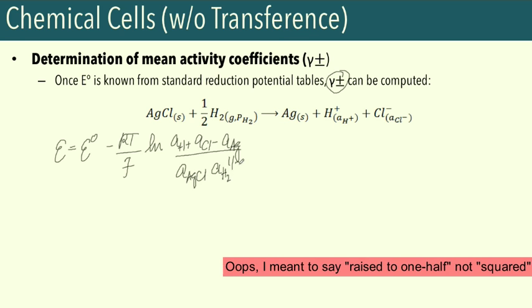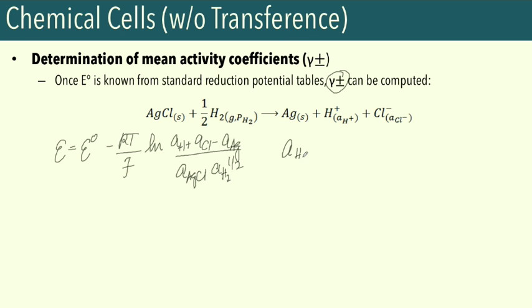Okay, so if we establish our cell conditions as having hydrogen gas at a pressure of 1 atmosphere over the standard pressure of 1 atmosphere, overall we have an activity of 1. So this becomes 1. And the activity of our solids is also equal to 1. So overall, our equation simplifies to the activity of H plus ions times the activity of chloride ions.